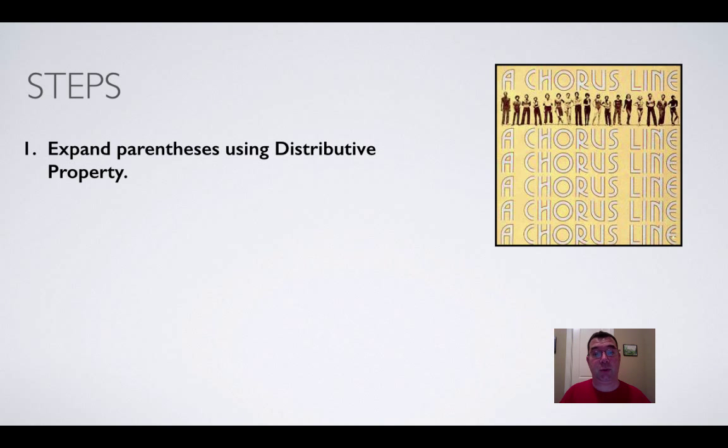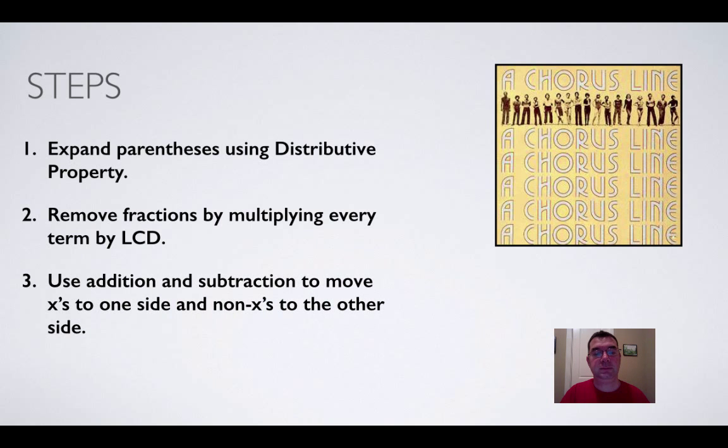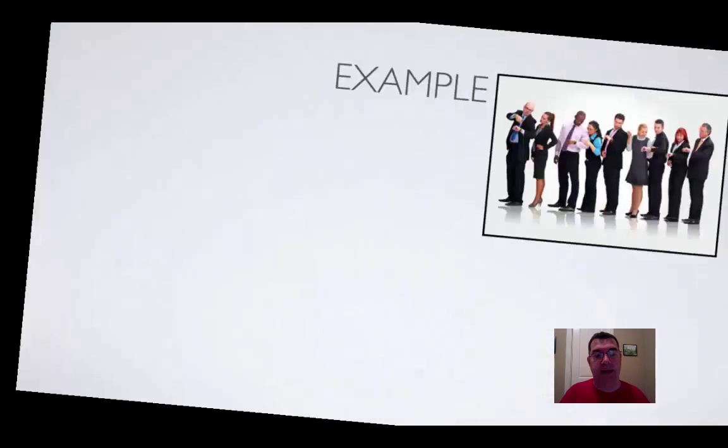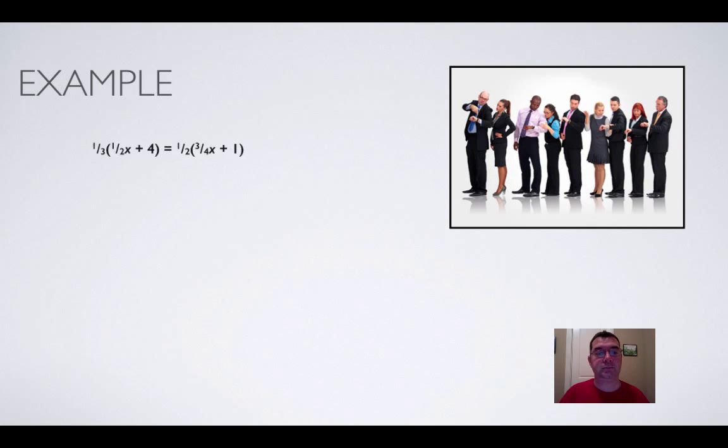If there are parentheses, you're going to expand them using the distributive property. You will need to remove fractions by multiplying every single term by the lowest common denominator once you figure out what that is. You'll use addition and subtraction to move all of your x's to one side and what I call all of your non-x's to the other side. And then lastly, you're going to divide to solve for x. So let's do a couple of examples.